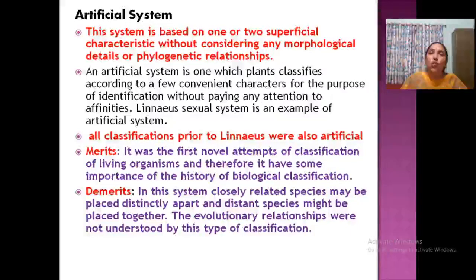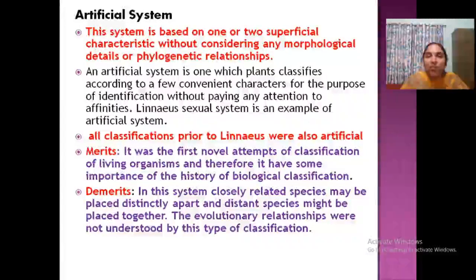First, we can move on to the artificial system. Actually here one or two characters are taken into consideration, without considering any morphological details or phylogenetic relationship. I already told you, the evolutionary aspect is also very important in taxonomy. So, from where the plant originated, what are the primitive characters, meaning some characters shown from its ancestors, what are the advanced characters, etc. should be considered in classification.